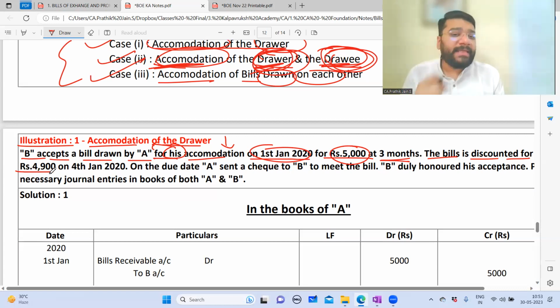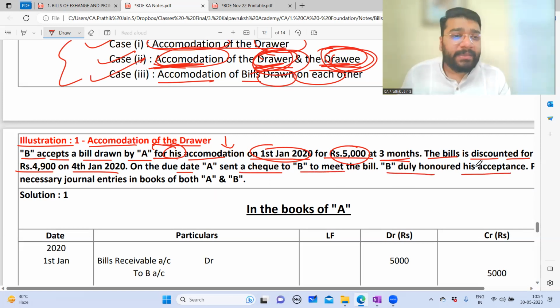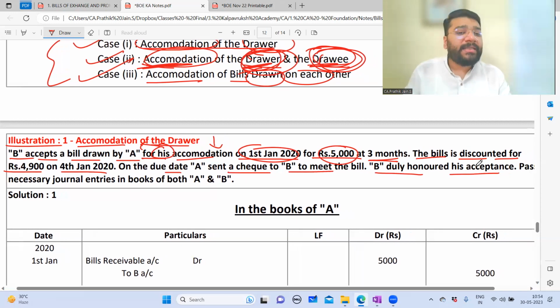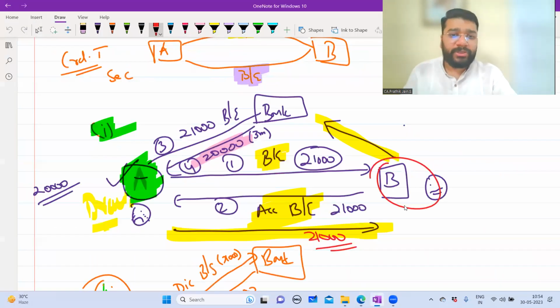The bill is discounted for 4,900 rupees, which means 5,000 is the bill value. In return, how much money is A getting? 4,900. Difference is how much? 100 rupees. What has happened to the 100 rupees? Discounting charges. The bill is discounted on 4th of Jan. On the due date, A sent the check to B to meet the liability. B duly honored his acceptance. Pass necessary journal entries in books of both A and B. Now let's do this question.